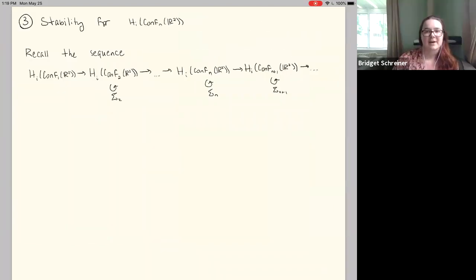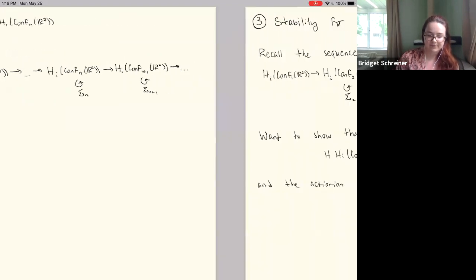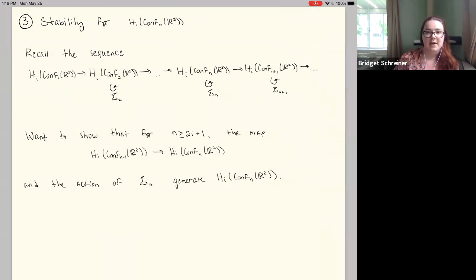Okay, so the goal for the next part is to be able to see the stability happening for configurations of points in R2. So we had this sequence from earlier where we have the symmetric groups acting on the homologies. And we want to show that once n is greater than or equal to 2i plus 1, the map from the ith homology of configurations of n minus 1 points to the ith homology of configurations of n points, together with the action of sigma n on that, completely generate the ith homology of configurations of n points.